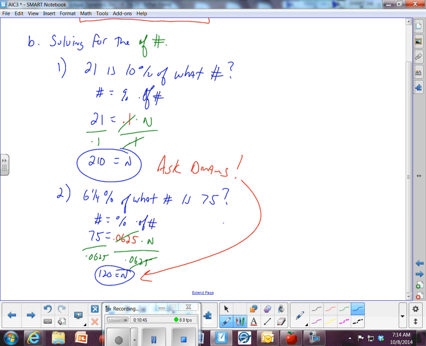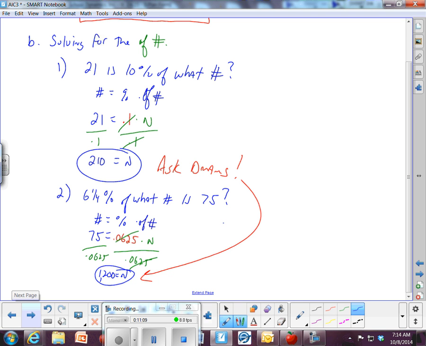75 is not 6.25% of 120. It should have been 1,200. Is 75 about 6.25% of 1,200? Yeah, now I like my answer. And again, I didn't plan that. That's just the way it happened, and that's what's going to happen to you guys as well. You've got to ask the ma'ams.